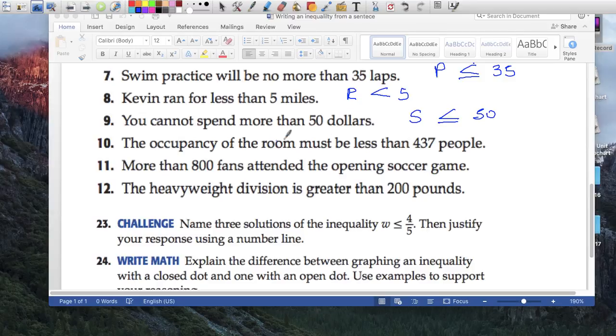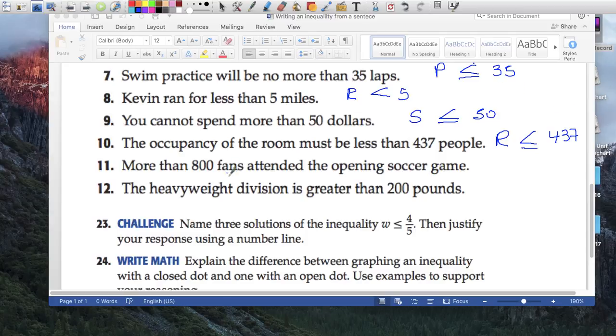The occupancy of the room must be less than 437 people. So you have a particular room, you can fit 437 people. You can't fit any more than that. Okay, it's probably against the law or something. So the room, the number of people in this room compared to 437. So in this room, you can fit any number up to 437, meaning the number of people in this room will have to be less than 437, and it could be equal. Okay, so it could be up to 437, no more.